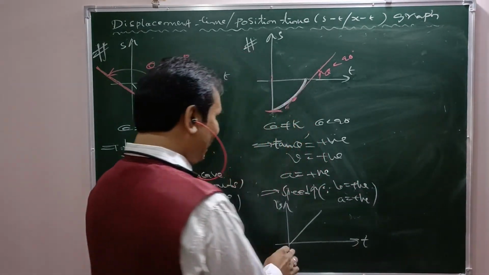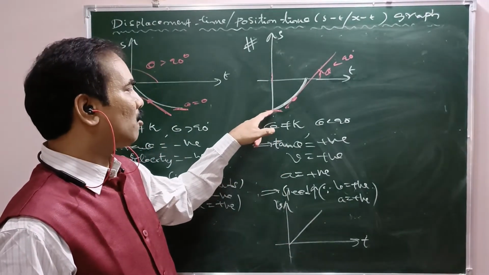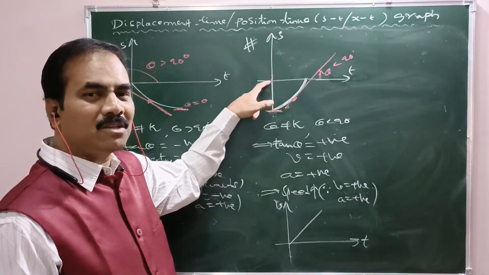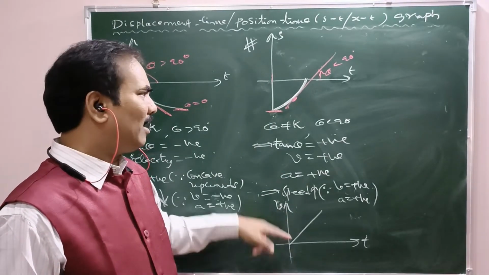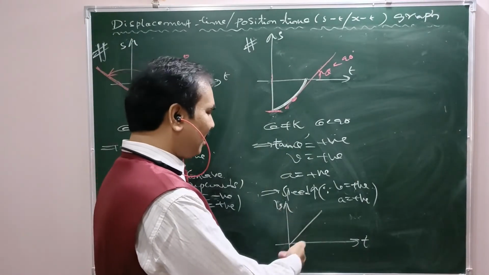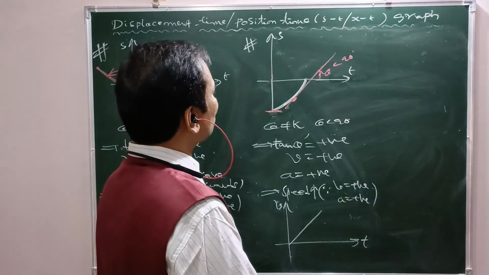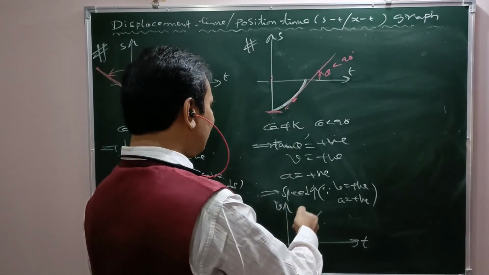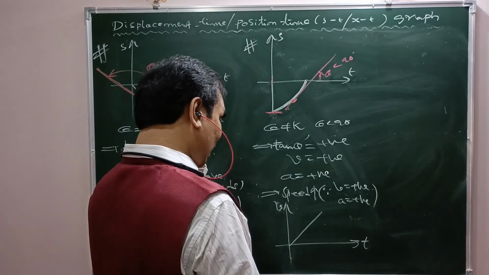Why does it pass through the origin? Because initially the slope is 0 here. If I draw a tangent somewhere here, it comes parallel to the time axis, which means the slope is 0, so the velocity is 0. Initial velocity is 0. Later on, the slope increases at a constant rate, that is, linearly. What is the slope here? ds by dt means velocity, and that slope is increasing at a constant rate.